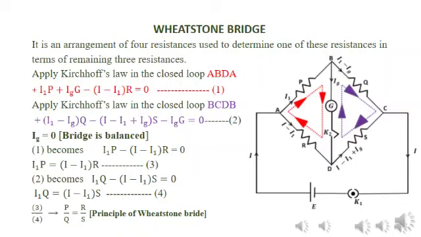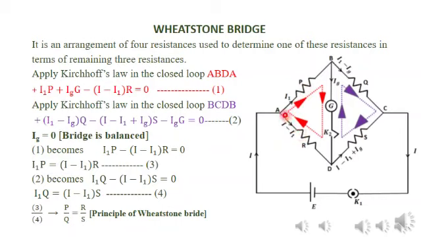Wheatstone bridge. It is an arrangement of four resistances used to determine one of these resistances in terms of the remaining three resistances. The current I coming from the cell is split into I1, which flows through resistor P, and the remaining current, that is I minus I1, flows through resistor R.